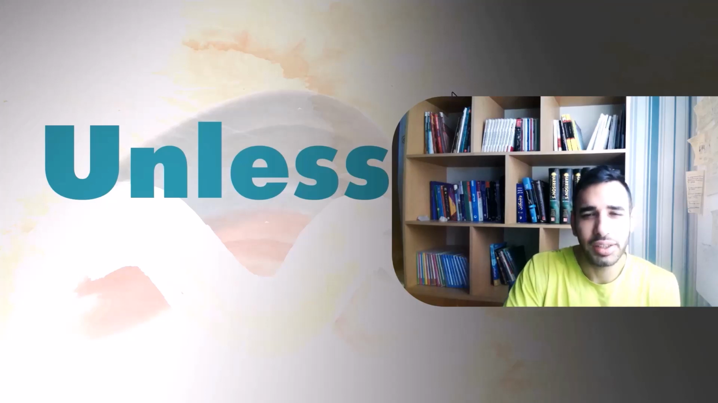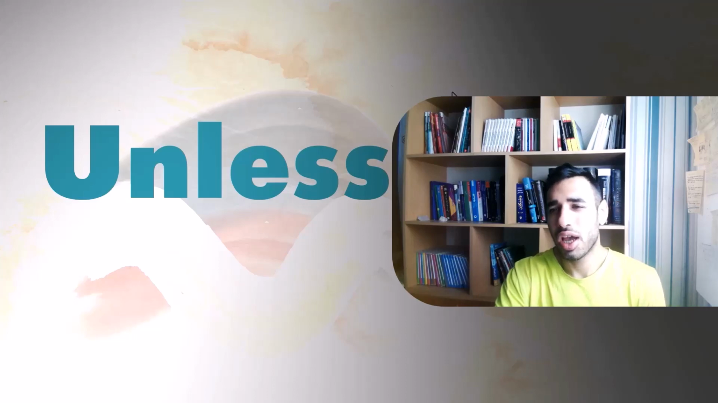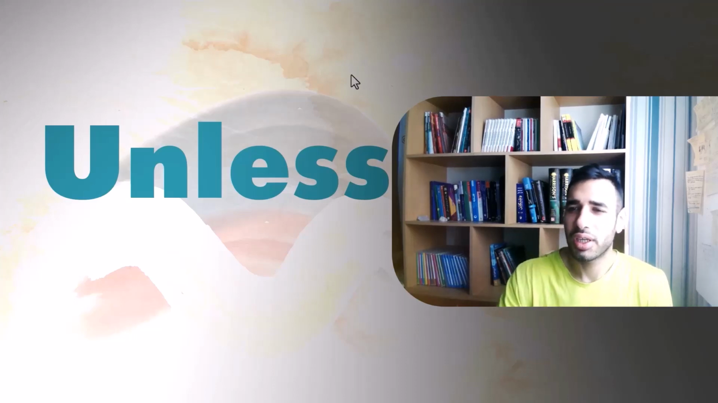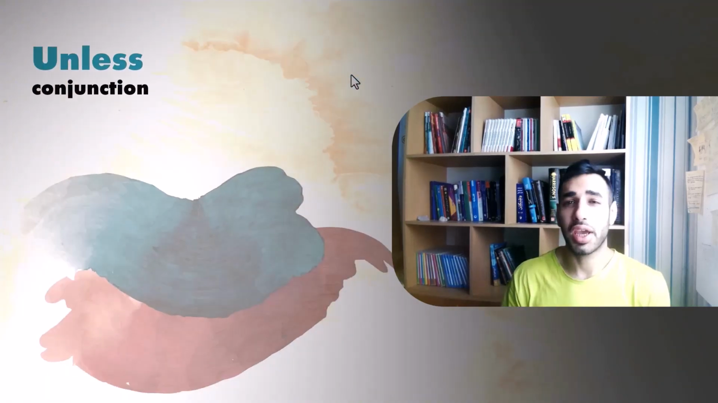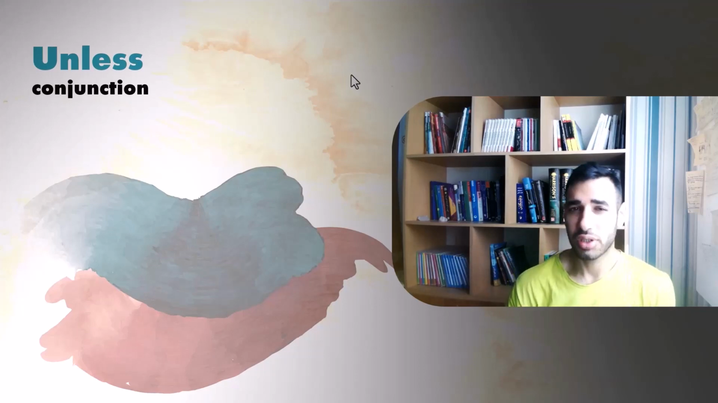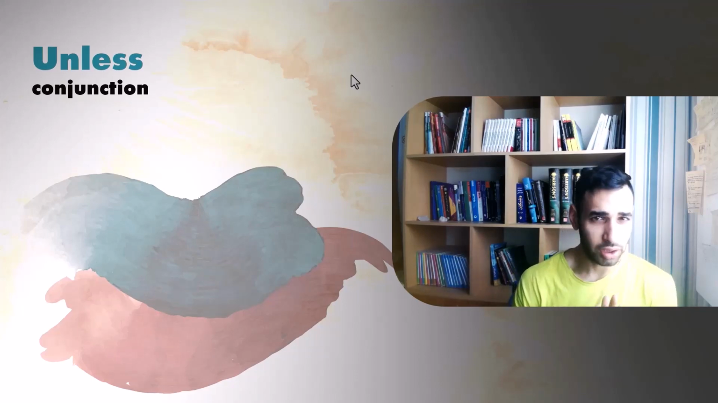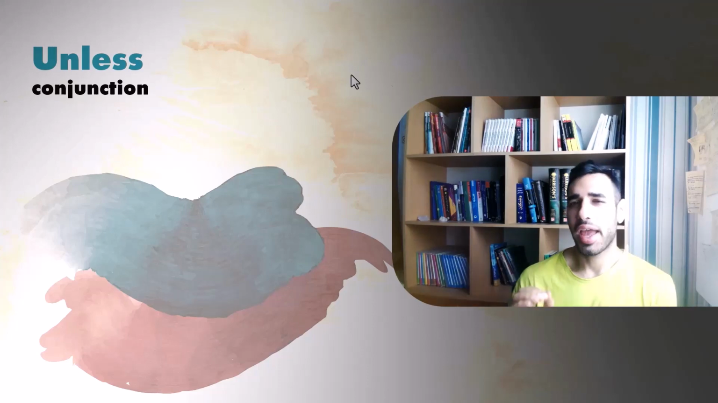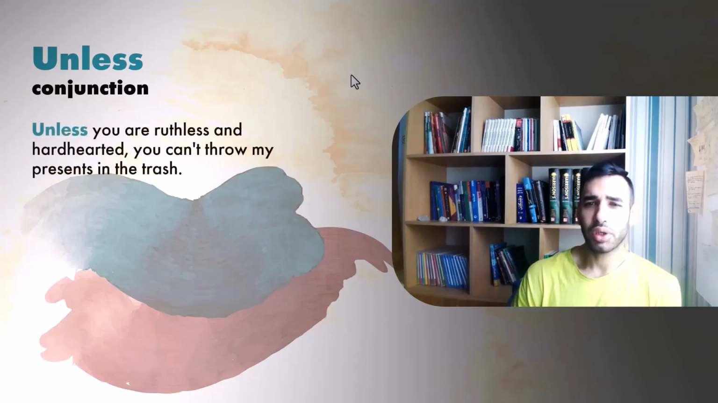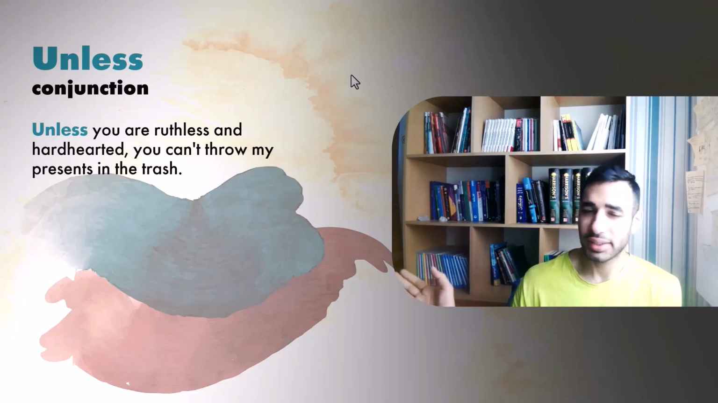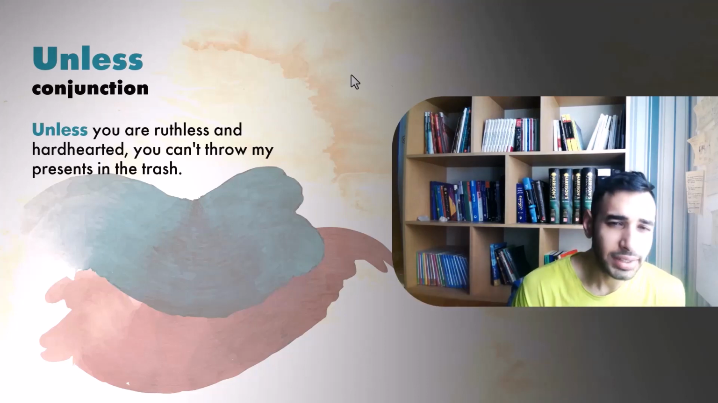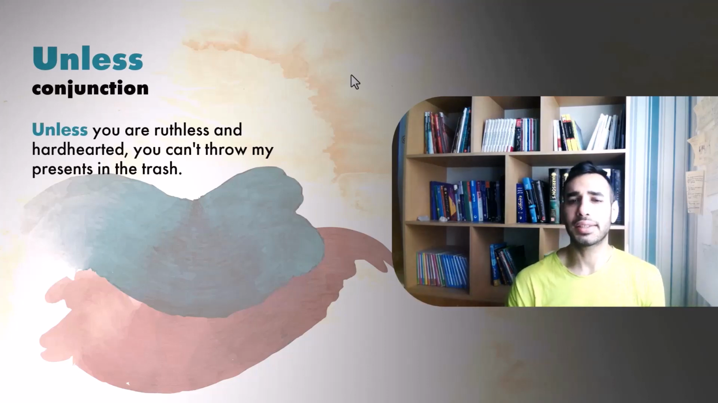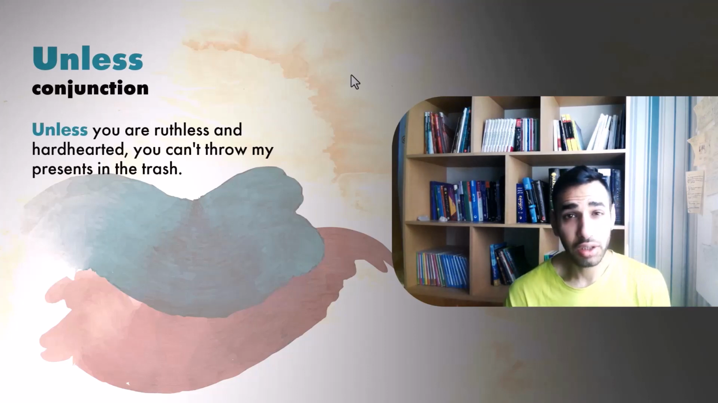In this video we want to learn how to use unless in English. Unless is a conjunction which is used in conditional sentences to dictate a condition. Unless is used in conditional sentences, as I said, and it means except if. Unless you are ruthless and hard-hearted, you can't throw my presents in the trash. It means except if you are ruthless, except if you're hard-hearted, you can't throw my presents in the trash.